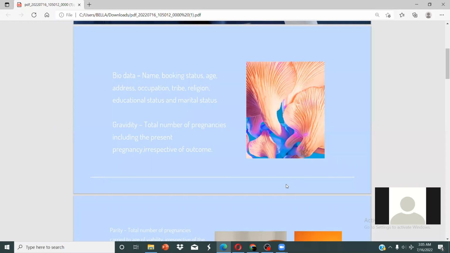And so when you're taking a history, normally you greet your patient, good morning ma, and you introduce yourself: I'm a medical student. You can decide to say what level, but it's not really necessary. But you have to introduce yourself, greet, say you're a medical student, and then you start with biodata. Biodata is the basic information of the patient. You ask the patient their names.